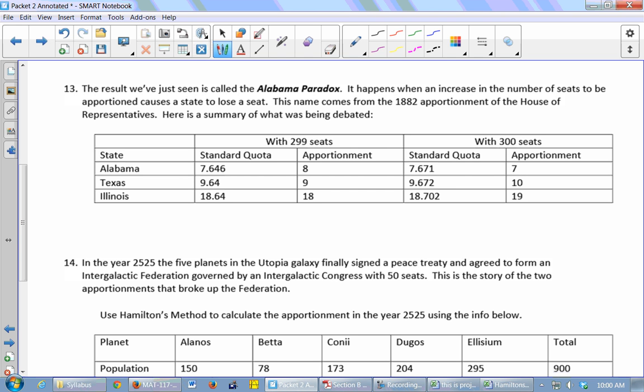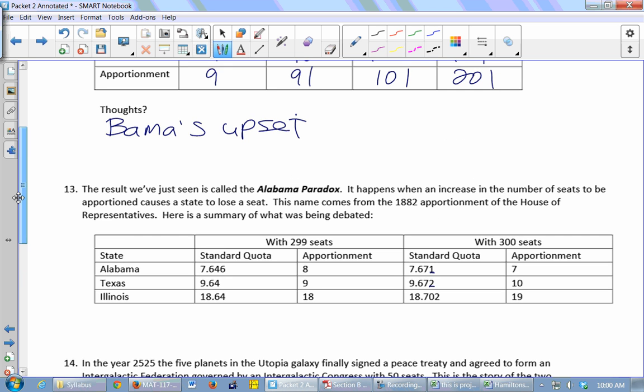Yeah, 1/100th. No, 1/1000th. That's the thousandths place. So this is something also that the House of Representatives was constantly changing how many representatives it had in it historically. Now it's fixed at 435, but constantly we were not only apportioning what method should we use, but how many seats should we have. So this was a big paradox that came to light in 1882. Okay, so that's one big drawback, the Alabama paradox.